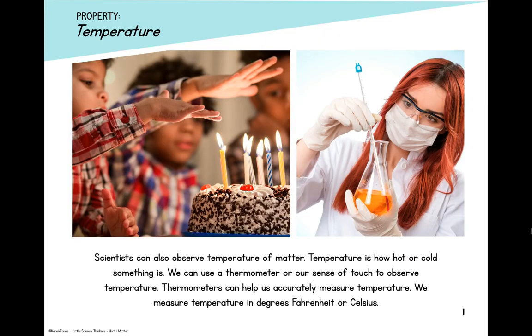Next one is temperature. We talked about temperature the other day with our thermometer. Scientists can also observe temperature of matter. Temperature is how hot or cold something is. We can use a thermometer or a sense of touch to observe temperature. Thermometers can help us accurately measure temperature. We measure temperature in Fahrenheit here, or in most parts of the world, they measure it in Celsius.